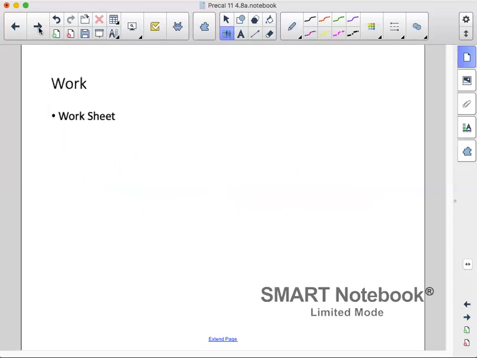Now for some practice work for this section, I have a worksheet for you.